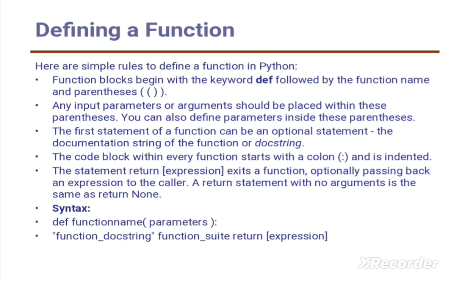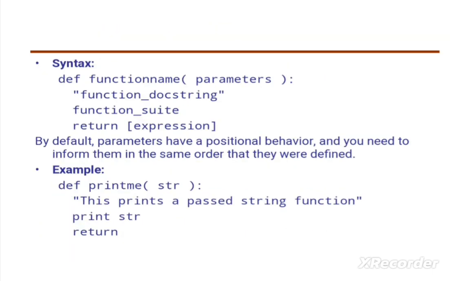The statement return exits a function, optionally passing back an expression to the caller. A return statement with no argument is the same as return None. These are some rules to define a function in Python programming. So the syntax of defining a function: def function name, parameters, and we should put the colon also. Function documentation string, function should return expression. So this is the syntax: def function name, parameters, colon, function documentation string, function should return expression.